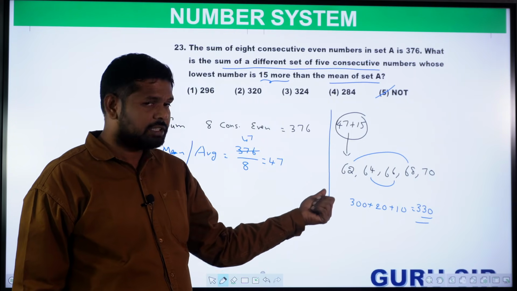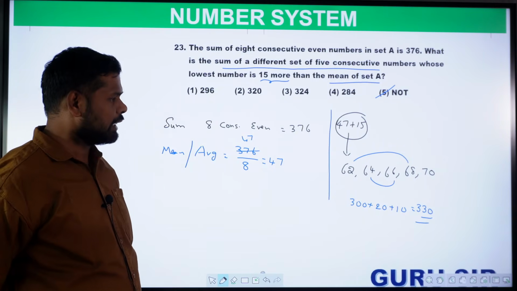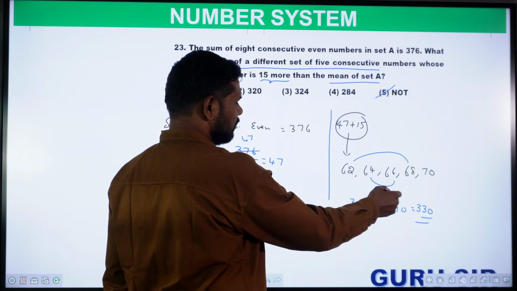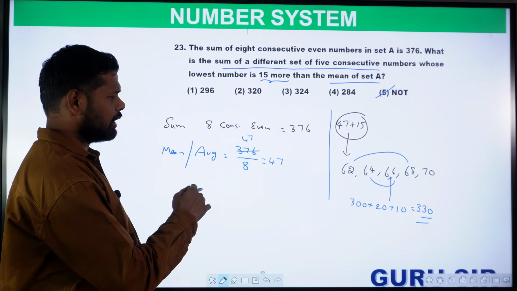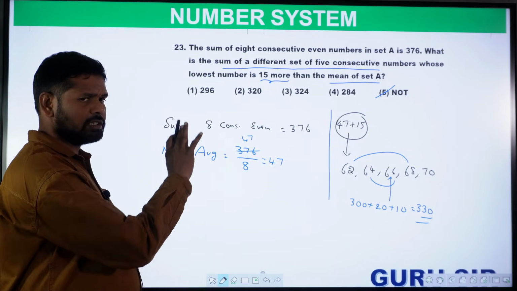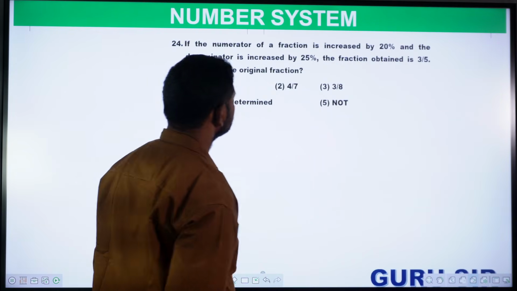Suppose least means 62, largest means 70. Like that we are going to proceed. What is the average or mean of these? Mean means the middle one, that is 66. Like that, whatever the question they are asking, we are ready to answer. Yes, simple. So read the question and try to solve.